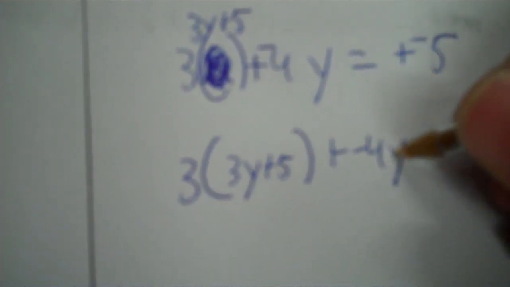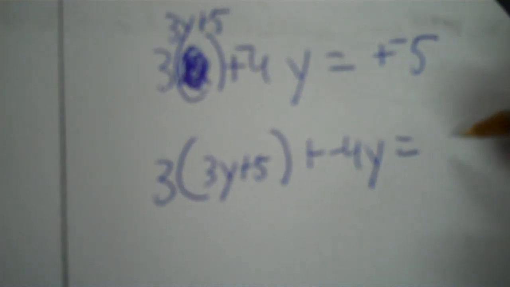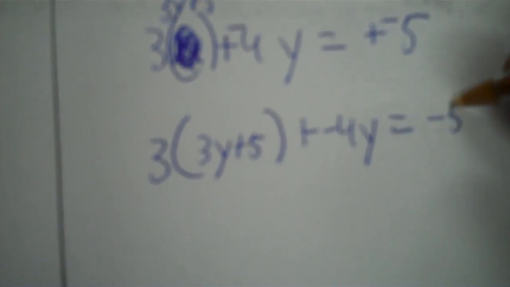And then 3y plus 5, so we have 3y plus 5 plus -4y equals -5. Just put -5. Don't keep writing that plus negative. Now I have y and y, so I will be solving for y first.